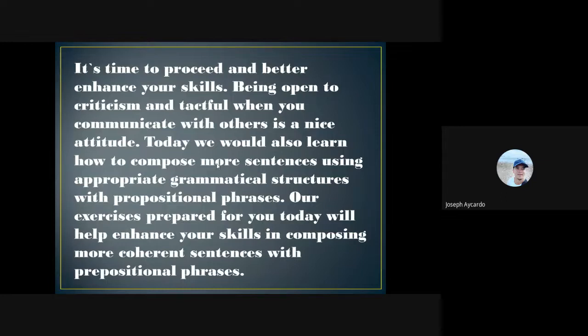To proceed and better enhance your skills in communication. Today, we will also learn how to compose sentences using appropriate grammatical structure with prepositional phrases. The exercise prepared for you today will help enhance your skill in composing more coherent sentences with prepositional phrases. Let's continue.